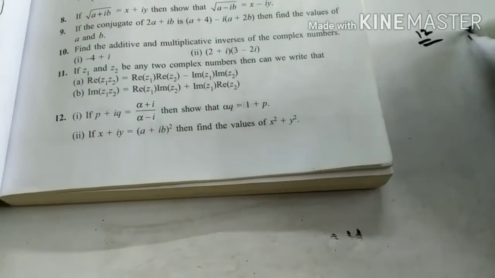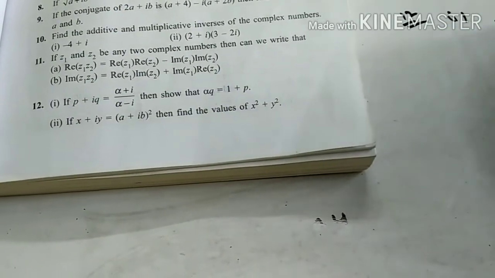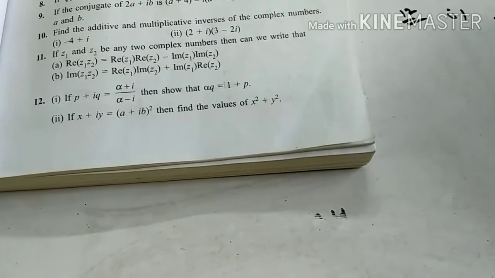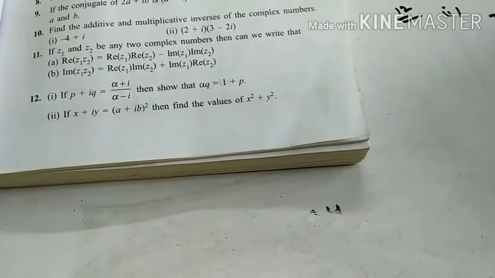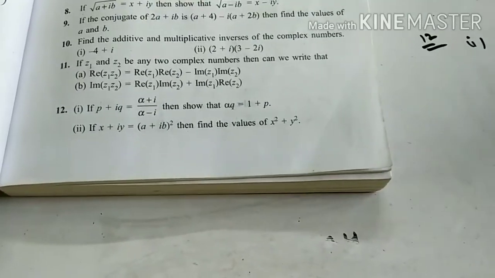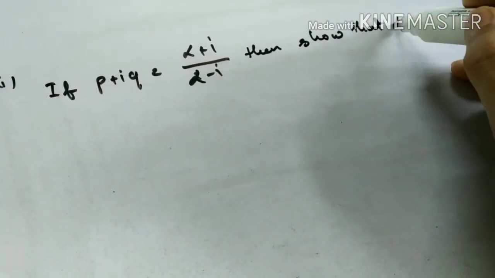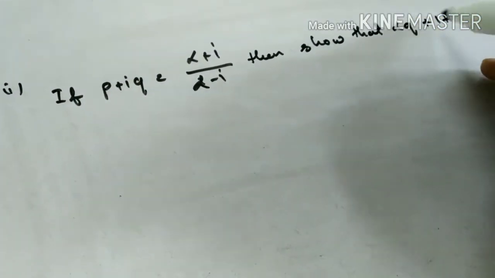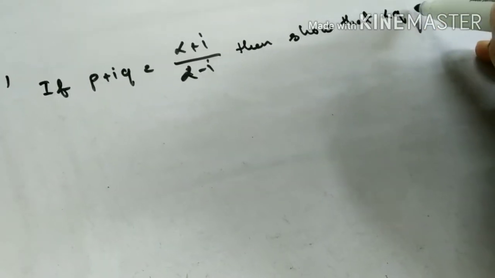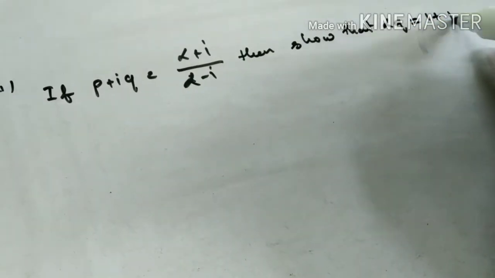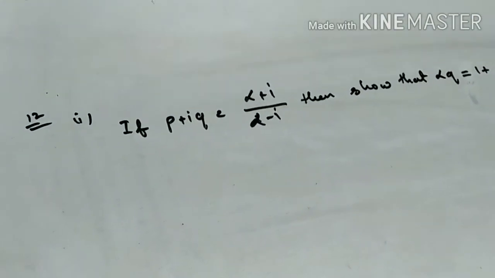So this is our done. Next, it is 12th number. I, saying that if p plus iq is equals to alpha plus i by alpha minus i, then show that alpha q is equals to 1 plus p. Okay.